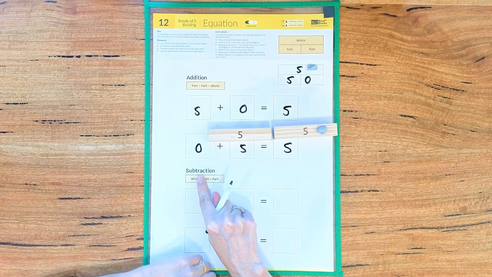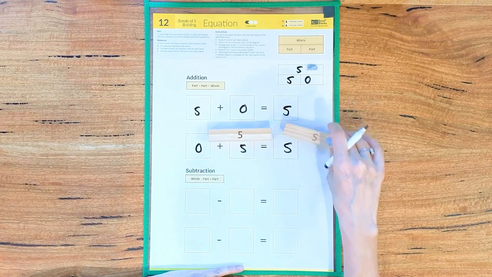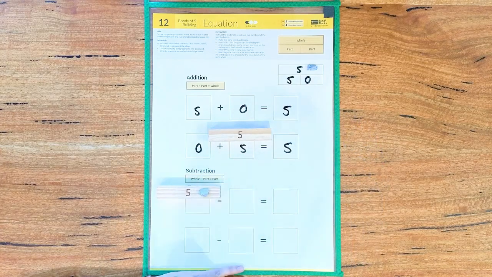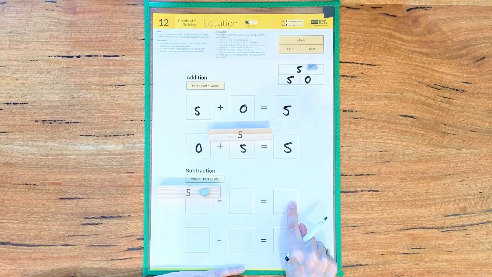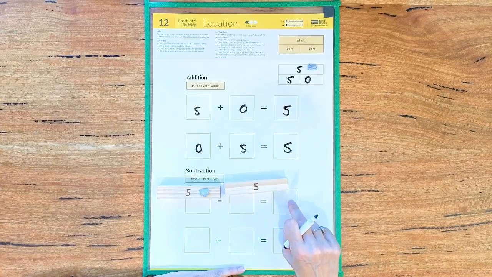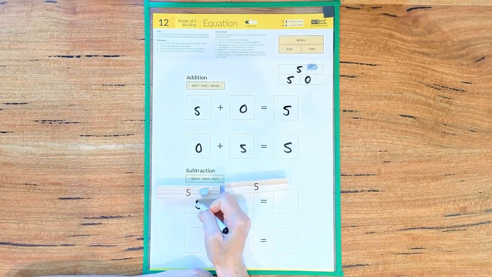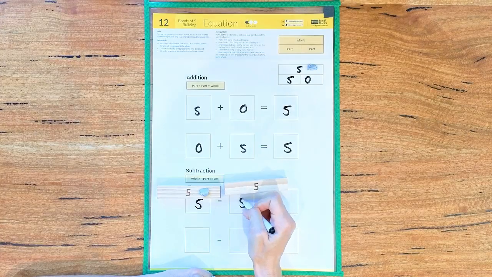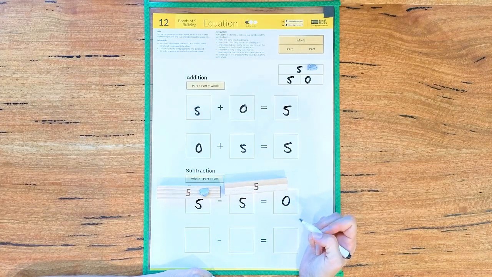When I move to subtraction, I need to remember that the whole goes in this position, because subtraction is whole subtract part equals part. I'll put one of my blocks that is the part there, and the other one will be the part of 0. The whole of 5 subtract a part of 5 equals a part of 0.